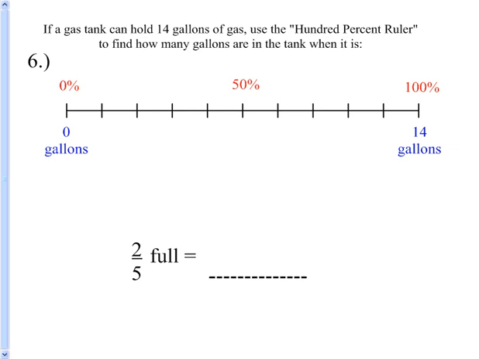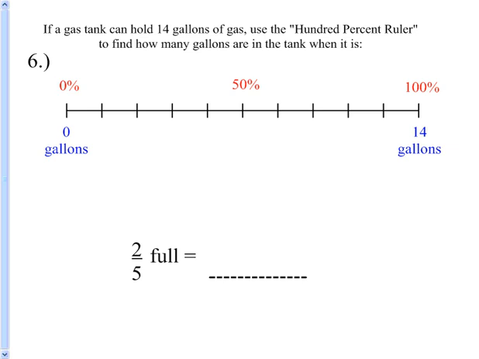This is the homework quiz for week number 16. We're looking at question number 6, and we're going to be using similar strategies that we did in question number 5 to solve this problem. Here, we're given a 100% ruler and asked to use it to solve the problem.